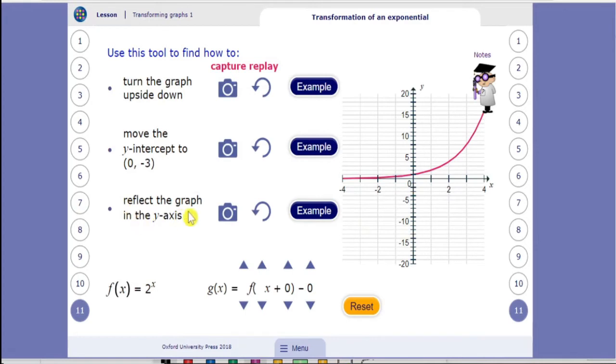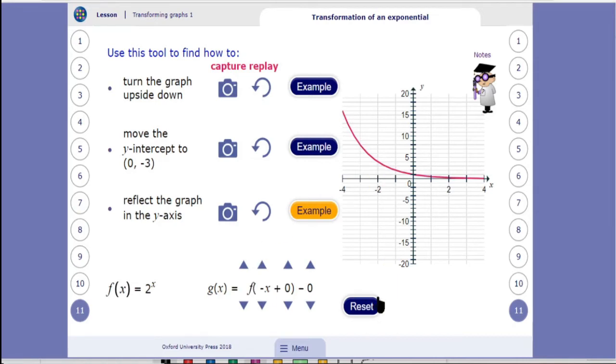And lastly, reflect the graph in the y-axis. If we have to reflect the graph in the y-axis, we have simply to reverse the sign of the input here. Let's take this example. This is the original one, and this is the reflected one in the y-axis. And how do you achieve it? You reverse the sign of the input here.